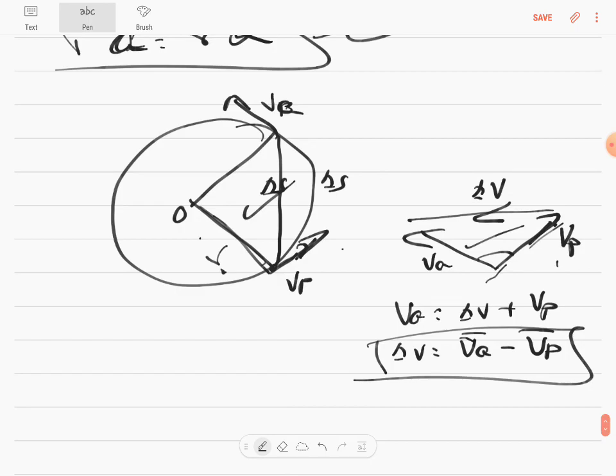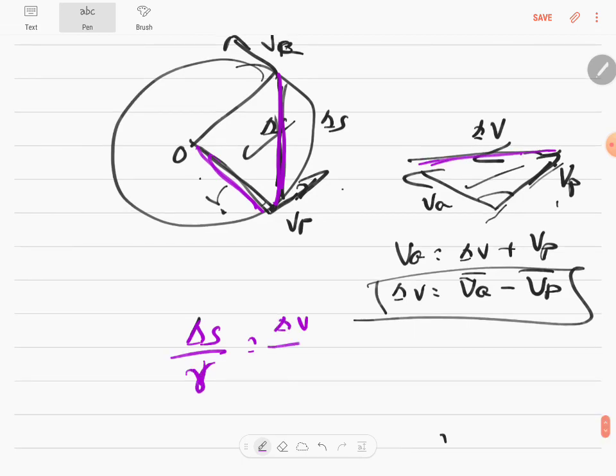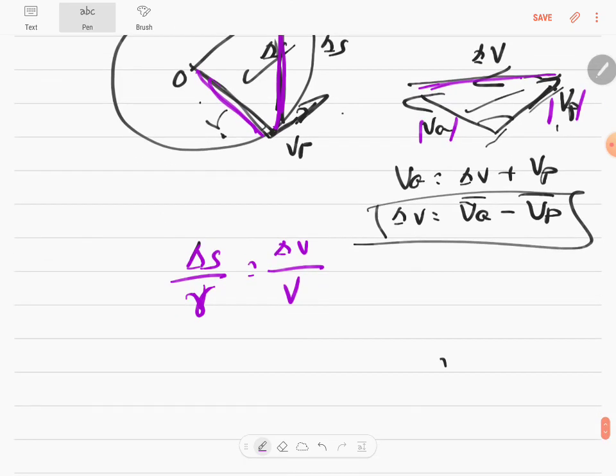Similar triangle, PQ, this side, delta S by delta V. Let me do it in color pen. This is delta S. Delta S by R is equal to this side, delta V by V. The magnitude of VP or VQ is just V because of the constant speed; only the direction is changing. So you write this statement using the similar triangle. The statement is very important.